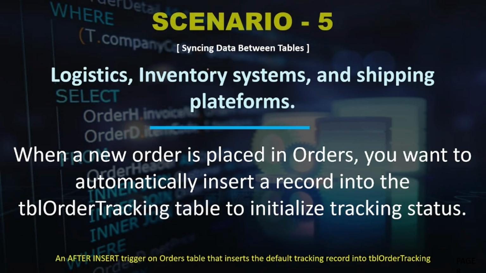Scenario number 5, syncing data between tables. You have two tables, and you wish that once any entry is made in the first table, the same should be repeated, or some selected data from the entry in table 1 should go to table 2 also. The real-time scenario is that you have an orders table. Once any entry comes to the orders table, part of this value should also go to an order tracking table. So you can create an after insert trigger. It will fire after the insert and insert part of the data which has been inserted in the orders table into the other table. This way you can enforce syncing of data between tables using triggers.